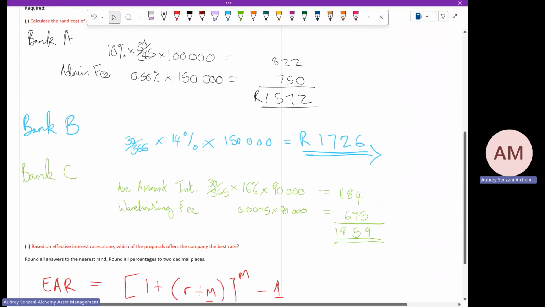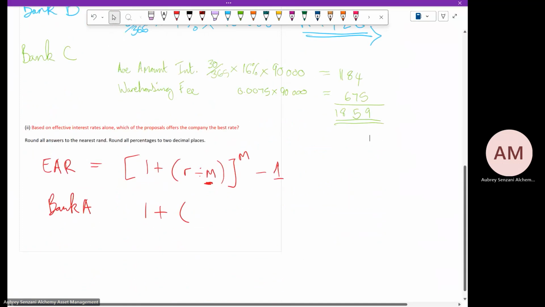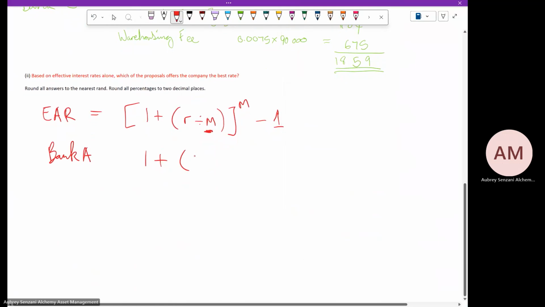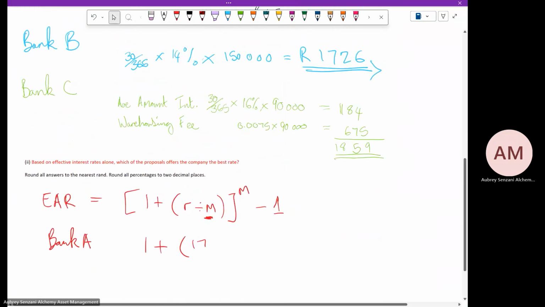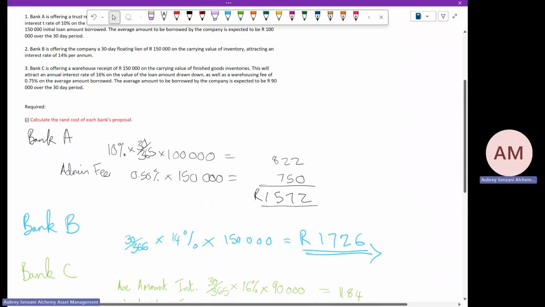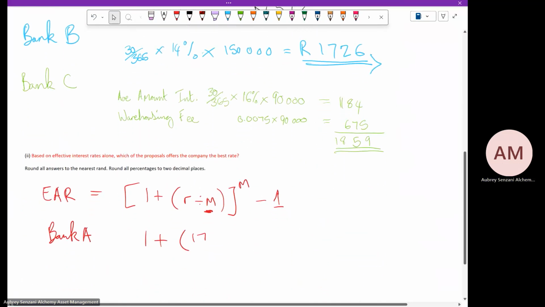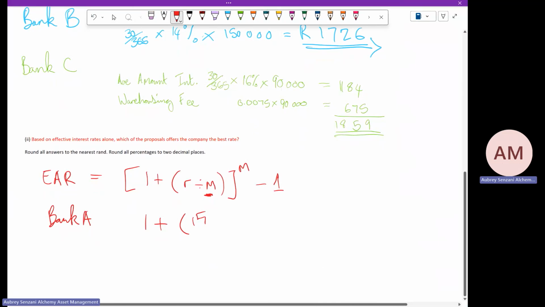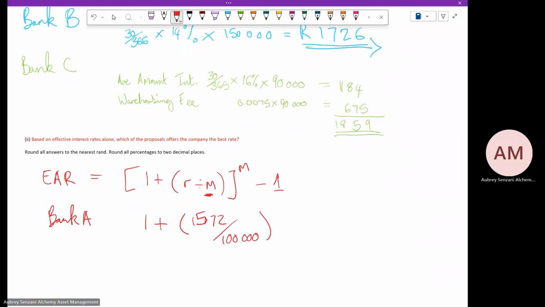So we need to say 1,572 divided by 100,000. 1,700 and 1,001.5. 72 divided by 100,000. Okay. And then M is our number of periods, right? So we say 365 divided by 30. Okay, and then minus 1.